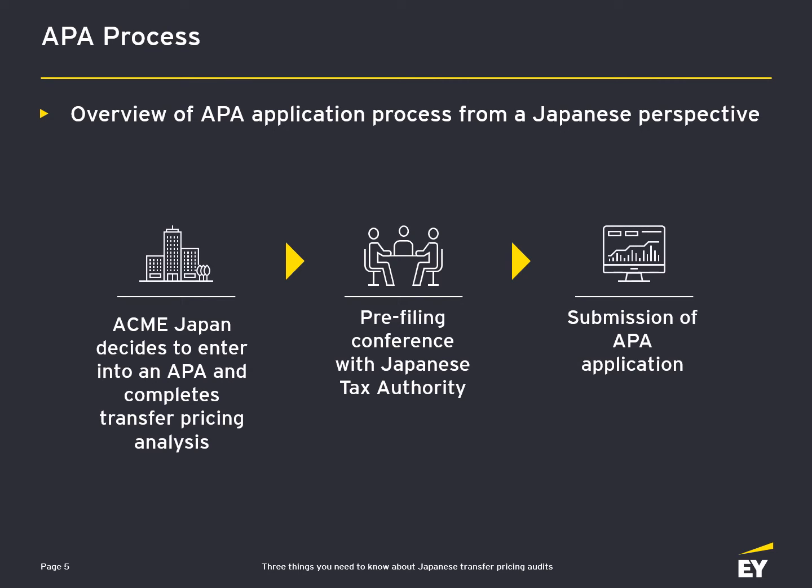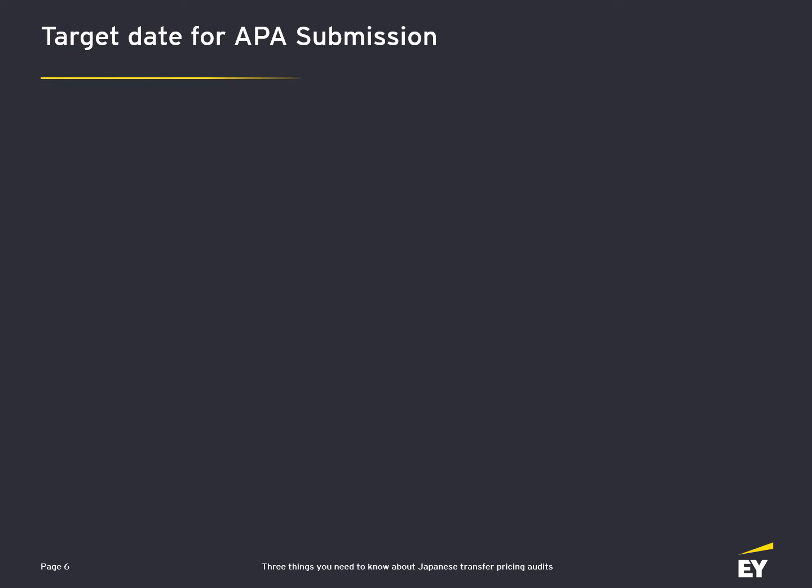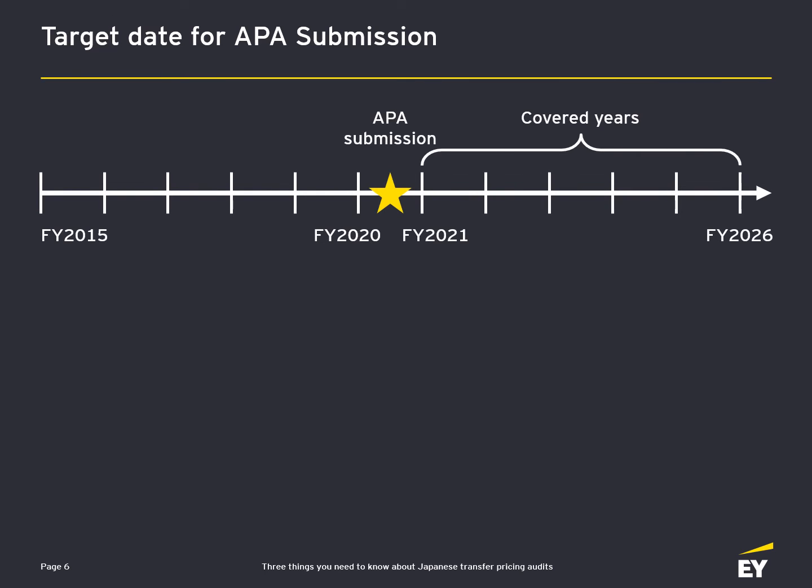The next stage is to make an APA submission and file with the tax authorities. In addition to a more detailed explanation of the analysis, the taxpayer can address comments and provide any additional information requested at the pre-filing meeting by the tax authorities. The first year covered by the APA is the fiscal year following the submission, so most companies submit before their fiscal year end. If you file before the year end, the tax authorities cannot initiate a transfer pricing audit for the following year.